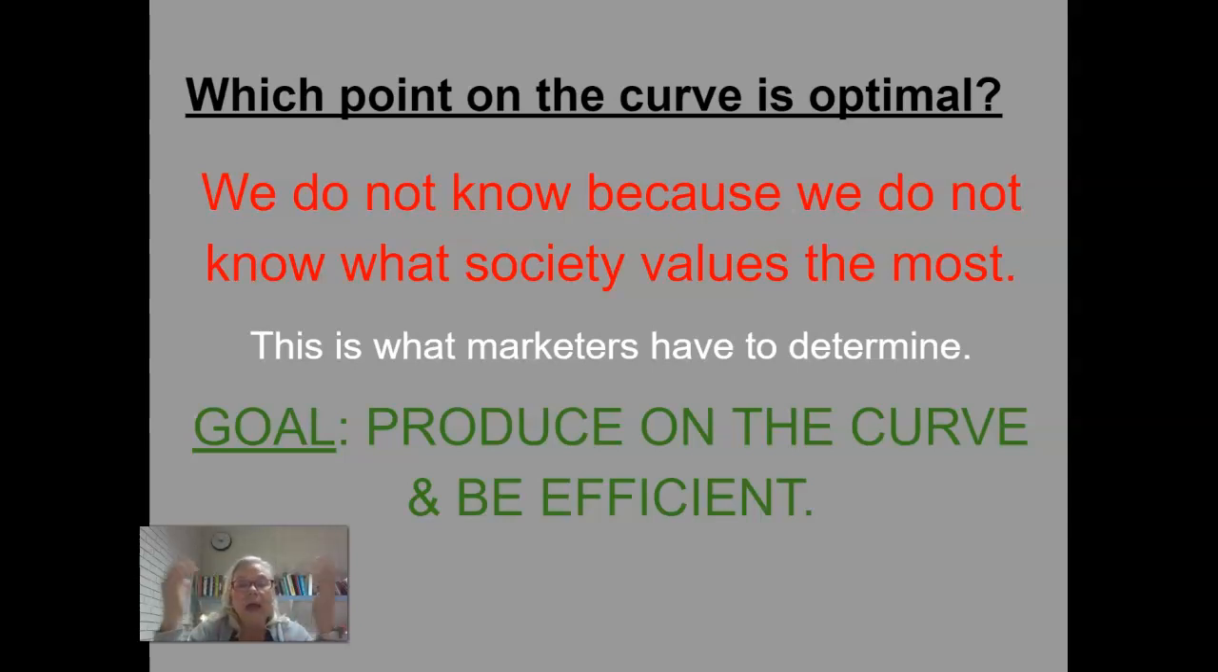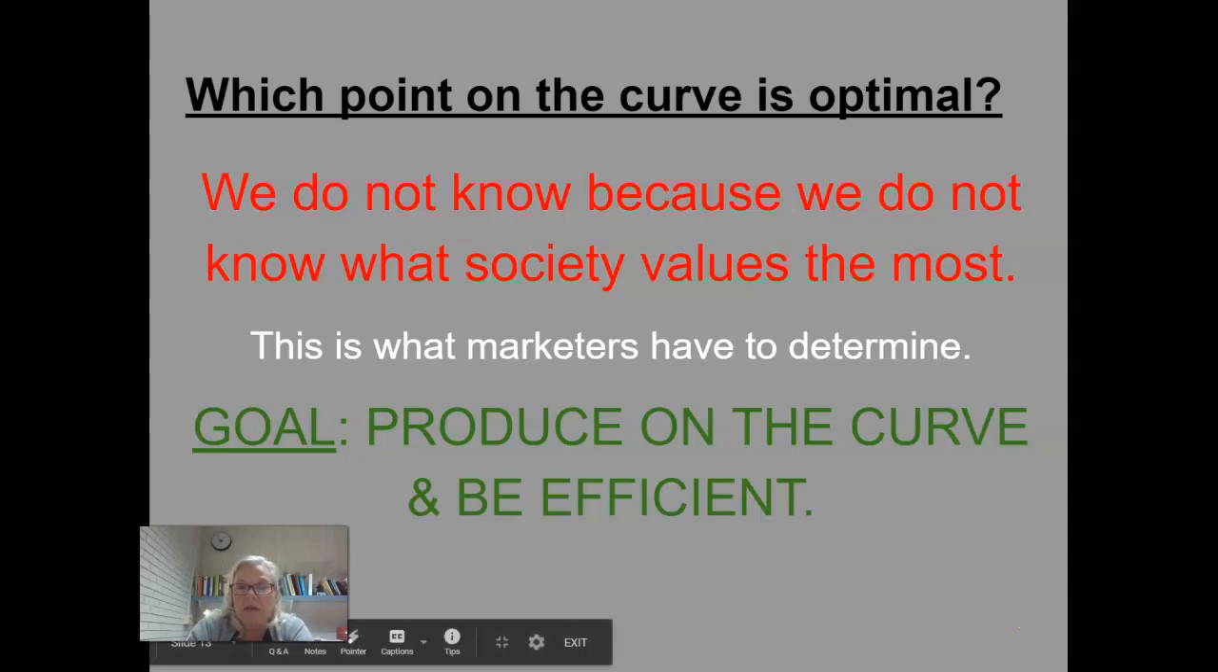Okay, which point on the curve is optimal? We don't actually know because we do not know what society values the most. This is what marketers have to determine. The goal is ultimately to produce on the curve and be efficient, but depending on what the people want and what marketers make us think we want, that is going to affect where on the production possibilities curve we actually land.